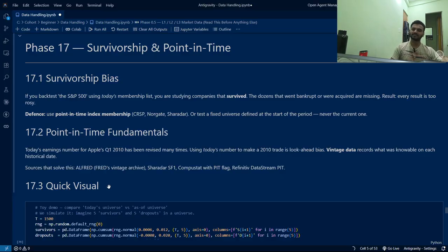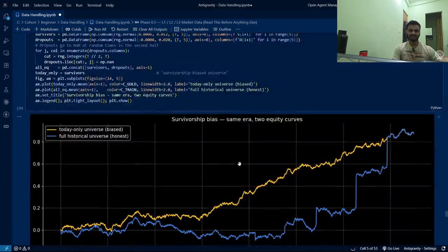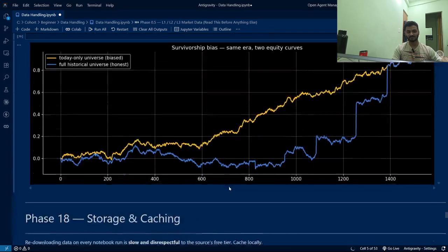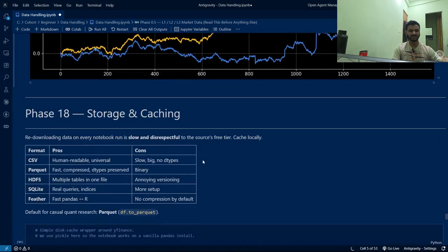Vintage data records what was knowable on each historical date. For this, you can use ALFRED, that's like FRED's vintage archives, or SF1, Compustat with PIT flag, Refinitiv DataStream PIT, right? The one today only universe, that's biased. Full historical universe, this is the honest one. These are the honest realities, right?